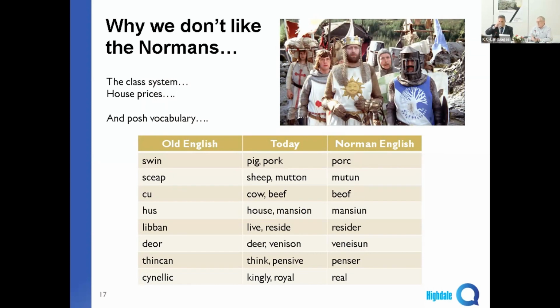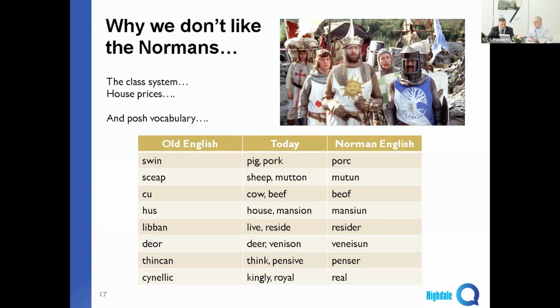They also introduced very posh vocabulary. Look at the chart here. The Old English, swine, meant a pig. But the French word, porc, became the standard word. And you can see all the pairs and groups of words sitting here. The poor people were the Anglo-Saxons, and they had the old word, and the rich people were the Normans, the French, they spoke French, and they had the very fancy word, the posh words.